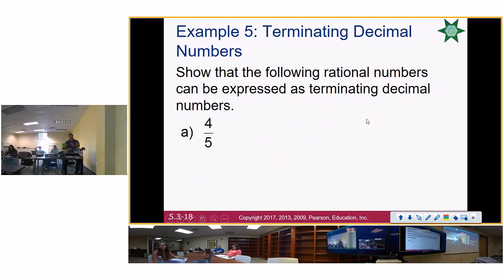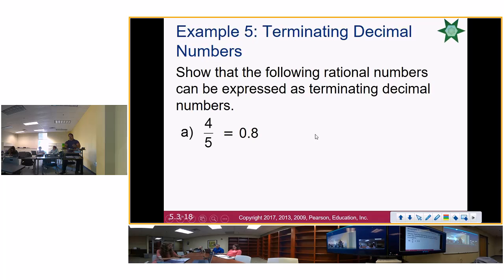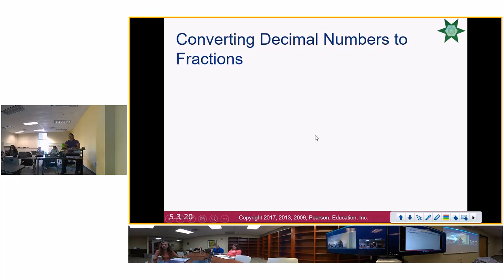However, this is a test question. Show that the following rational number can be expressed as a terminating decimal. Now, these you just divide. 5 will go into 4 0 times, you add a 0 and a decimal. I'm not going into those, that's not the one I'm talking about. These are repeating, and you'll see that on your calculator. These you can do on your calculator.